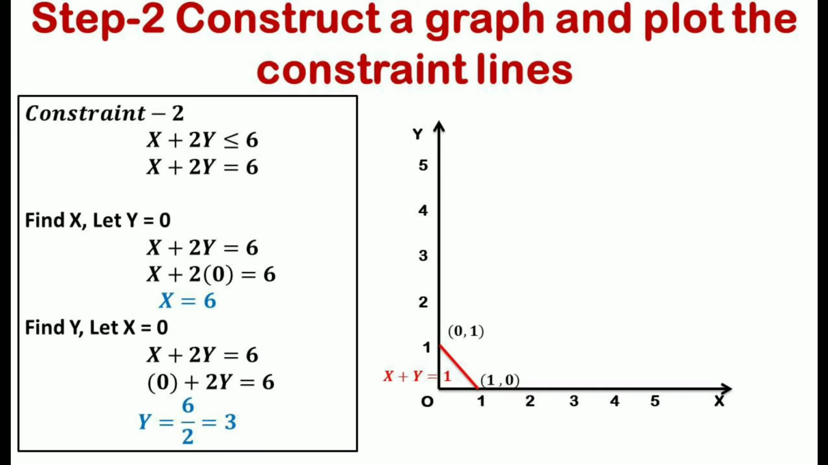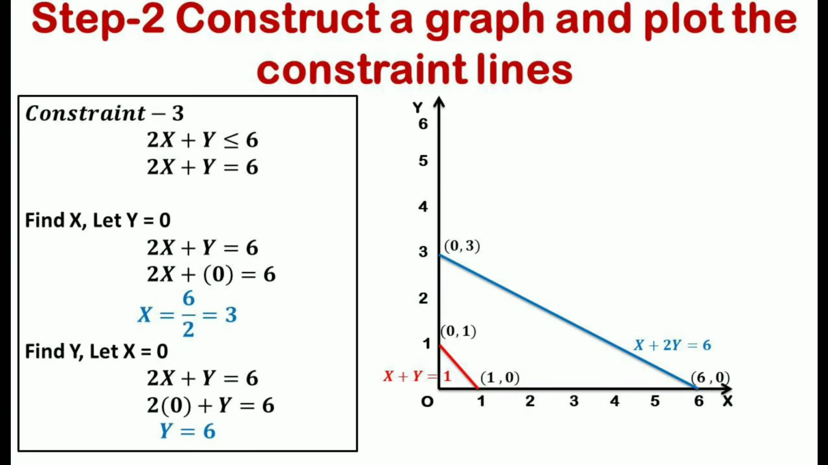Now we are going to plot and draw another line joining 2 points where x is equal to 6 and the value of y is equal to 3 to represent the second constraint. So this blue line is the second constraint. Every point on the line satisfies the equality of the equation, and every point below the line will satisfy the inequality sign because the second constraint is less than or equal to 6.